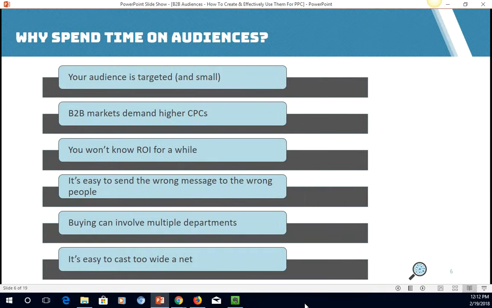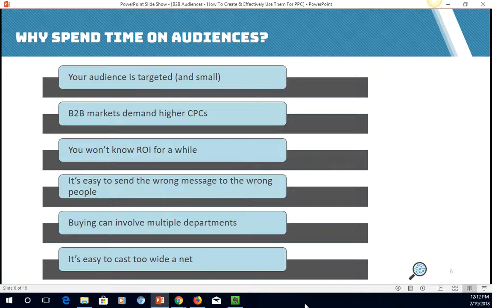Some other reasons to spend time on audiences at the beginning as a foundation. Your audience is targeted and small. In the B2C space, there can be millions of people searching for consumer items like shoes or things like that. But in the B2B space, it tends to be a lot more targeted. Only certain people at certain companies with certain characteristics.